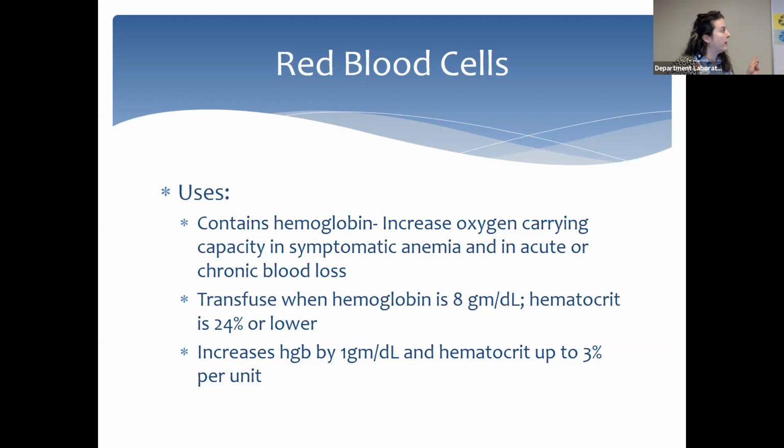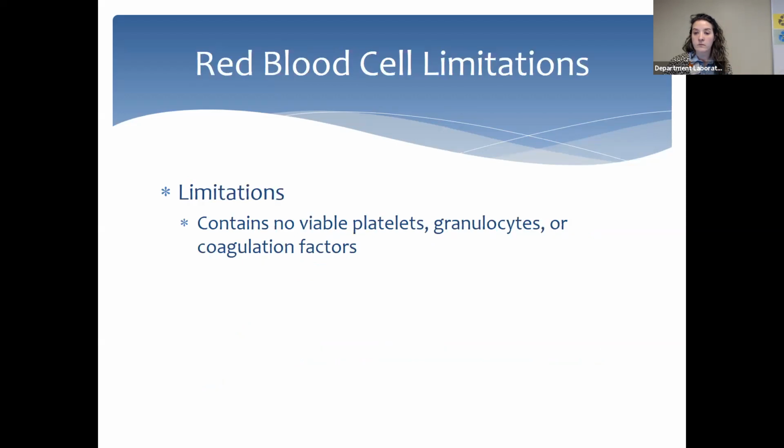Just like whole blood, red cells will increase your hemoglobin by 1 gram or your hematocrit by 3%. The only limitation with red cells is that it contains no platelets, granulocytes, or any of the coagulation factors. So it's just strictly oxygen carrying capabilities.